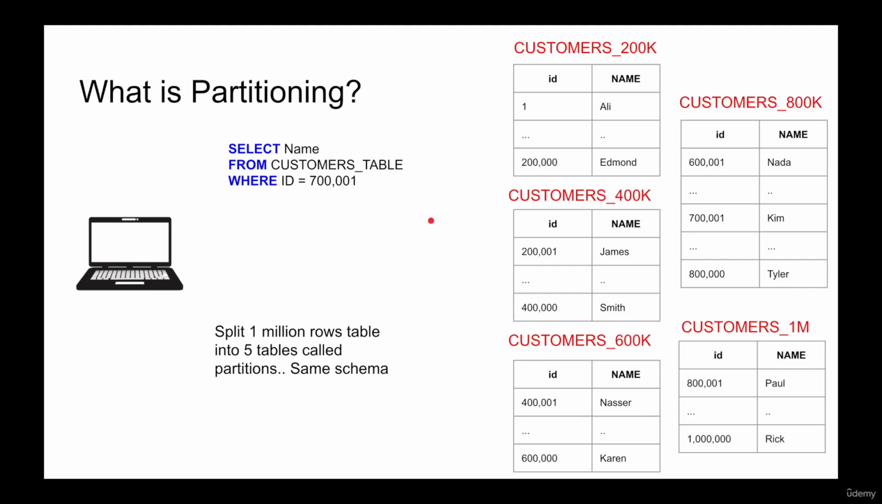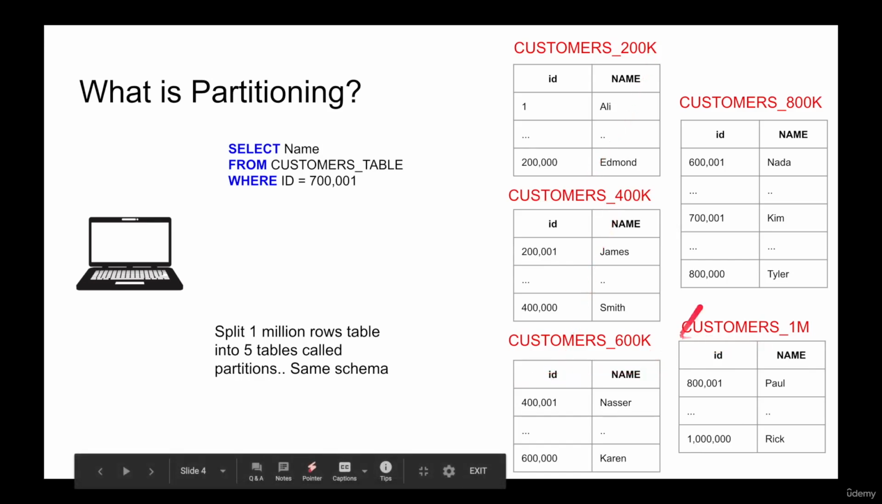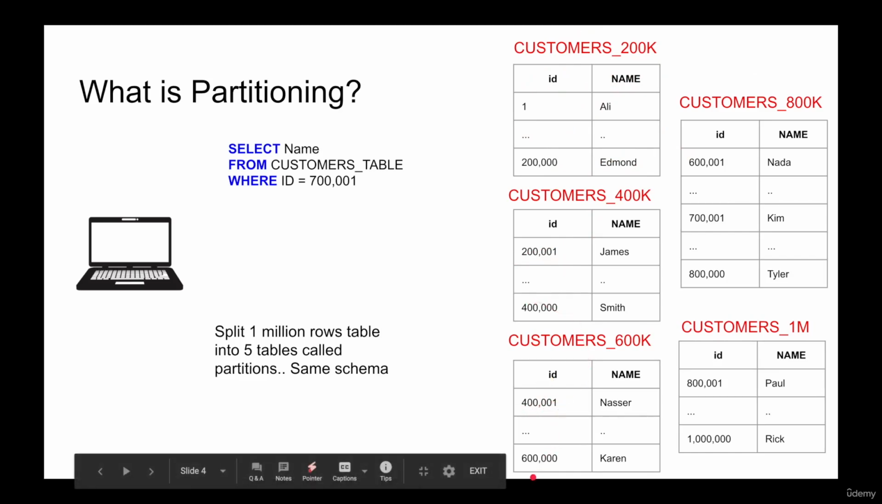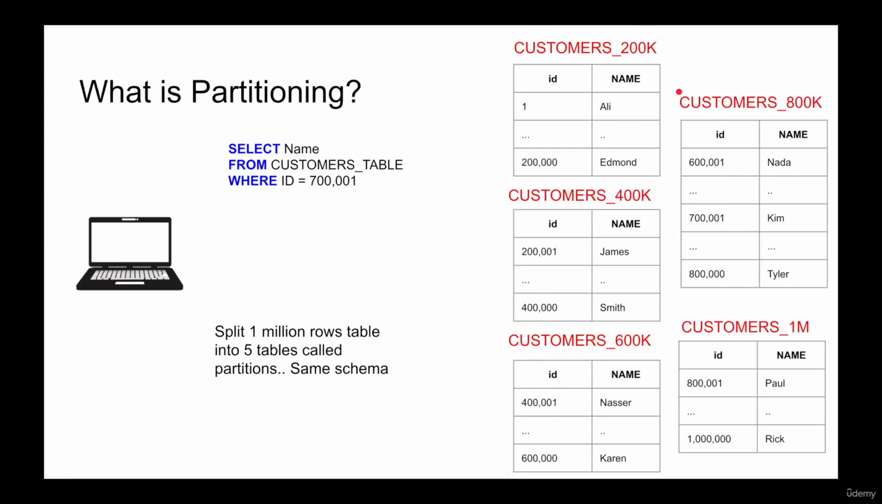Let's break out this 1 million rows into 5 partitions, 5 tables. A partition is nothing but a table. We're going to name them customers 200K, customers 400K, customers 600K, customers 800K, and customers 1 million. So basically these are the customers between 1 and 200, these are the customers between 201 and 400, customers between 401 and 600, and so on. You get the idea, right? That's just how we partitioned it.